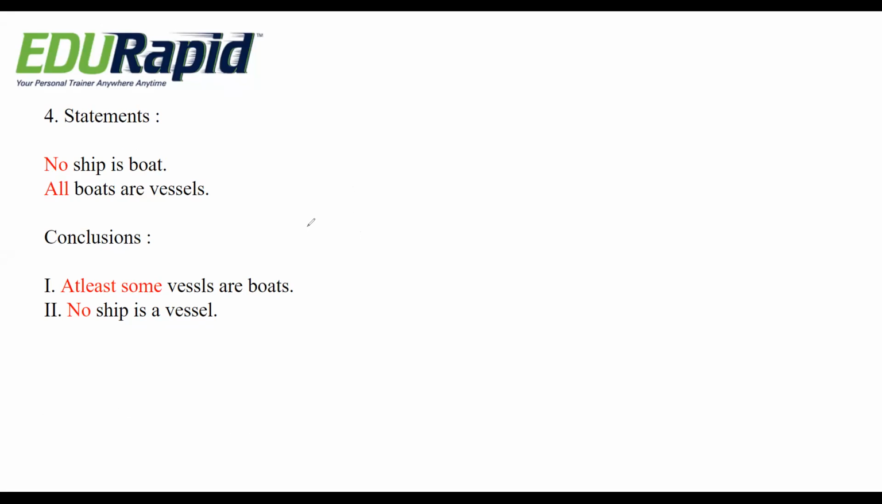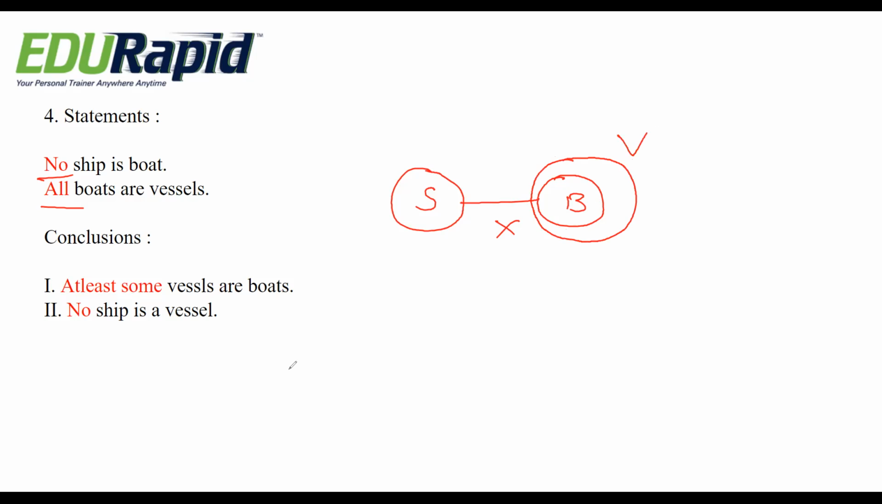No ship is a boat. All boats are vessels. And the conclusions are, at least some means some, at least some vessels are boats. Yes, at least some vessels are boats follows because they both lie in the same circle, or else it is attached, or both lie in the same circle.